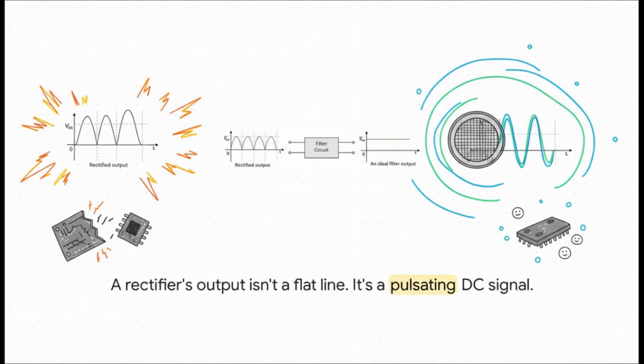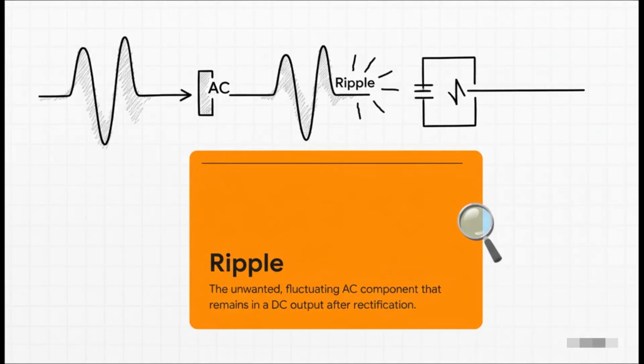Sure, it's all flowing in one direction, but it's still full of these bumps and valleys. And this kind of choppy, fluctuating power is just no good for sensitive electronics. It can cause them to perform poorly or even get damaged over time. And those unwanted bumps? Well, they have a name: ripple. It's basically the leftover AC component that's still messing up our DC signal. You can think of it as electrical noise that we desperately need to cancel out.